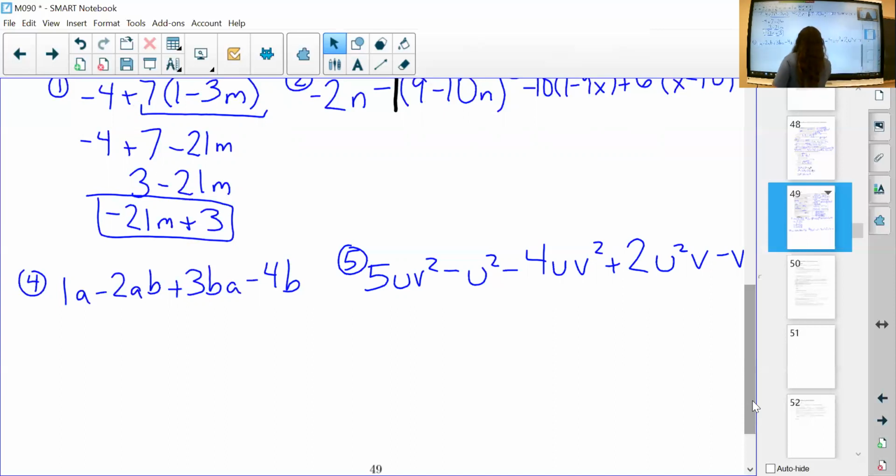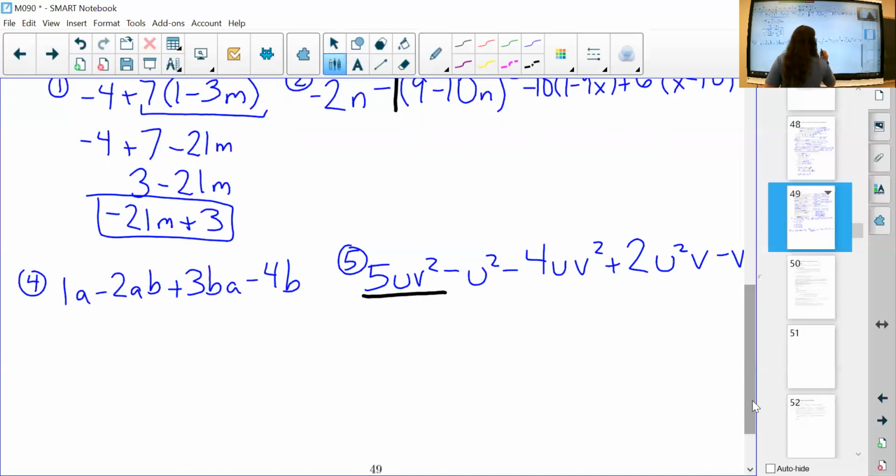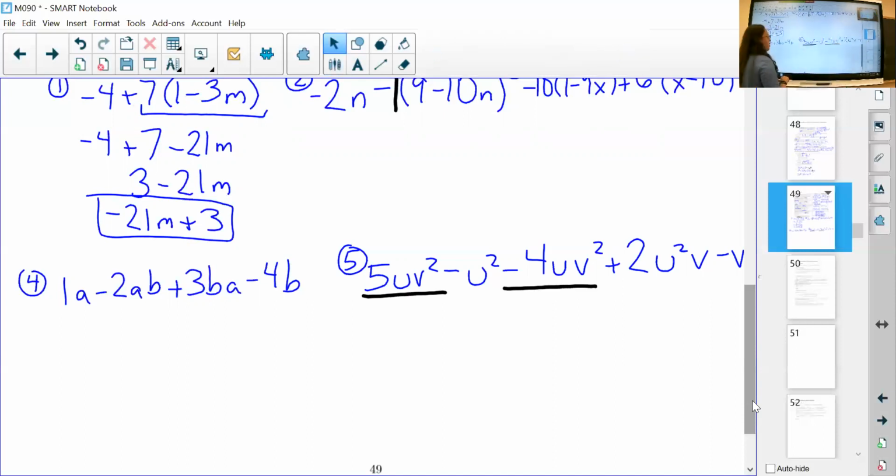So I'm going to combine 5uv squared minus 4uv squared. I see those as having like terms. So let's go ahead and do that now. 5 minus 4 is just 1. I don't even need to write that 1, that is. So I'll write uv squared minus u squared plus 2u squared v minus v.